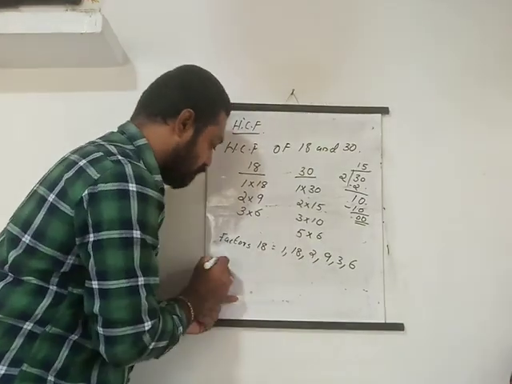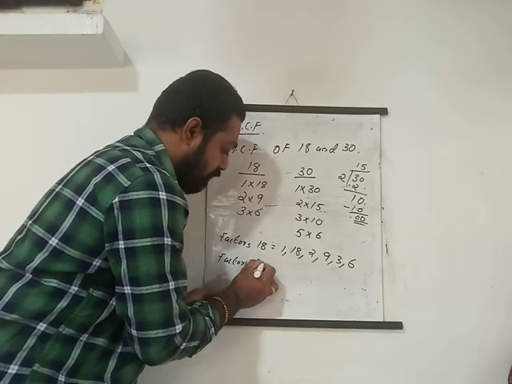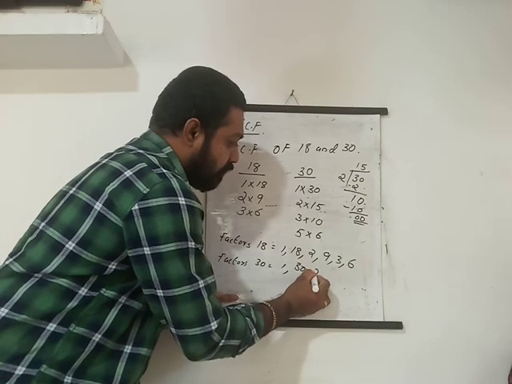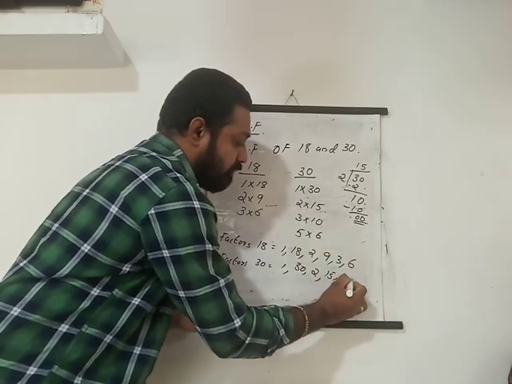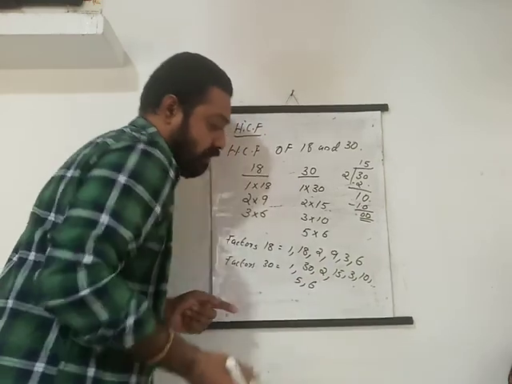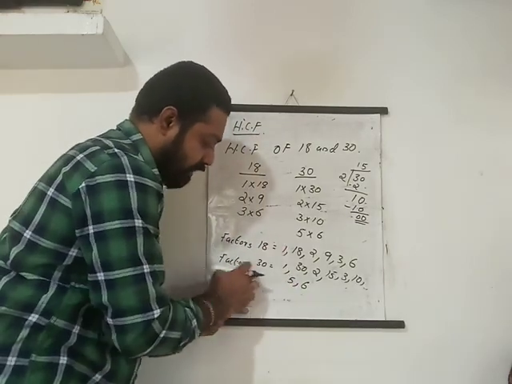Then what are the factors of 30? Factors of 30, what we can see, 1 is there, 30 is there, 2 is there, then 15 is there, 3 is there, 10 is there, 5 is there, 6 is there. Okay, these are the factors of 18 and factors of 30.